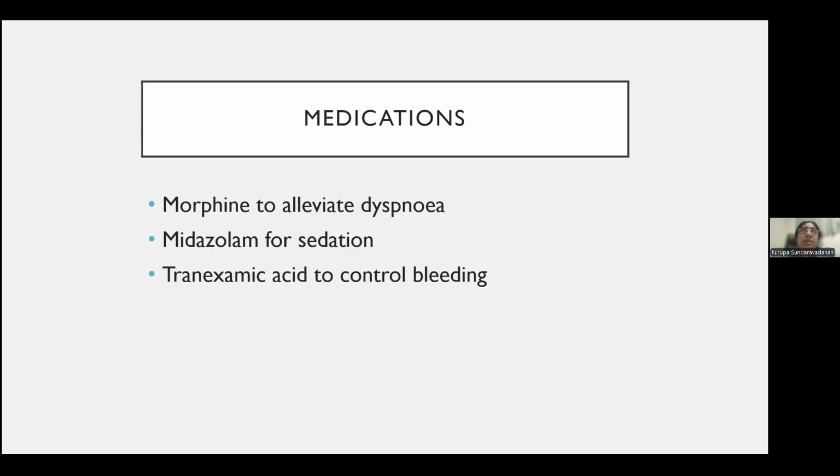Tranexamic acid can be started. We know that if there have been early warning signs, we can give them tranexamic acid tablets orally. And in some very, very specialist palliative care units, sometimes they also give tranexamic acid as a subcut infusion, but that's very rare.